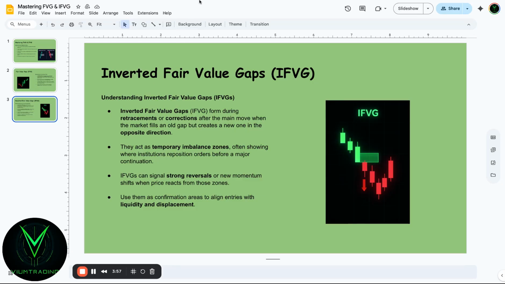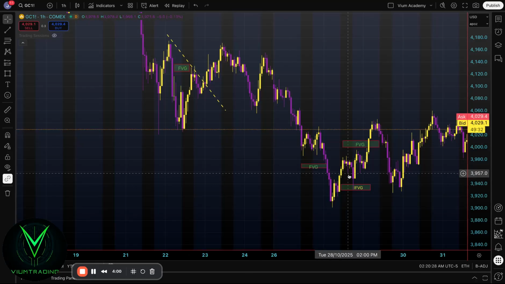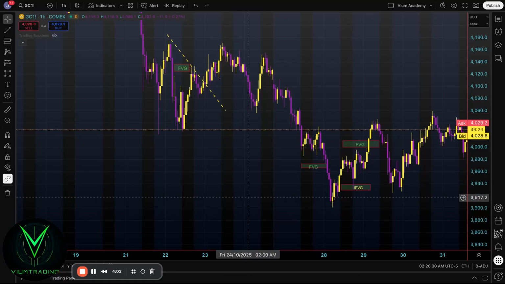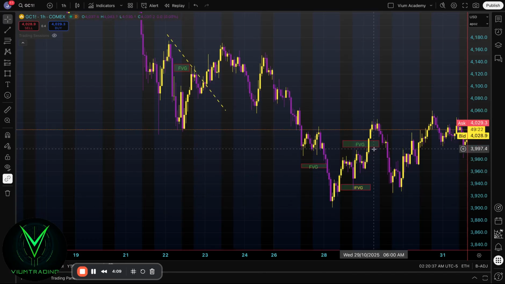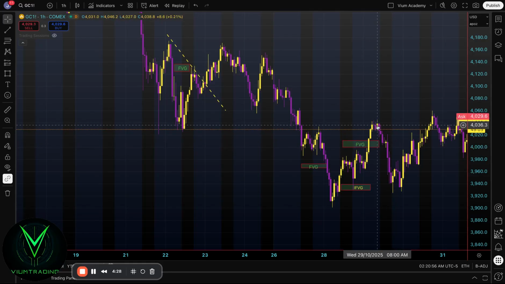So let's hop in the chart here. I have marked some fair value gaps and inverted fair value gaps as well for you guys to understand what I meant by this. So you guys can see here, like I was explaining, these are the three candles, and these create a fair value gap. So when the market comes back here and we grab some liquidity at this level, a lot of people get out of here because we've got this fair value gap. The market is going to come in here and test it.